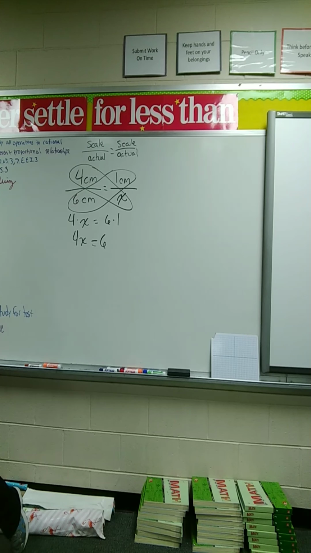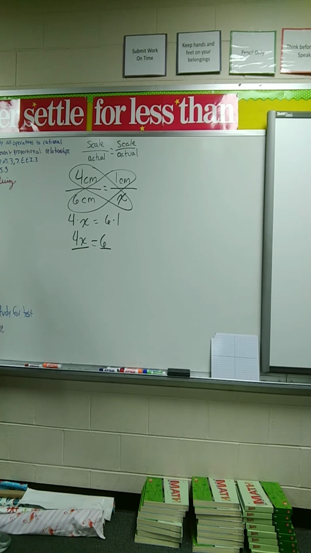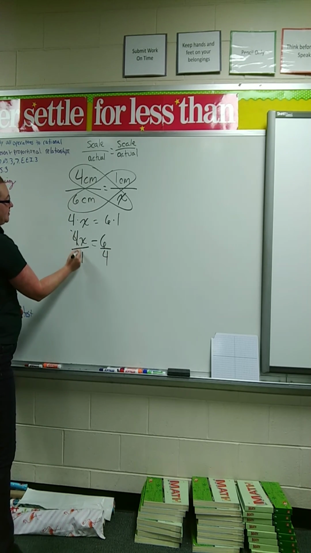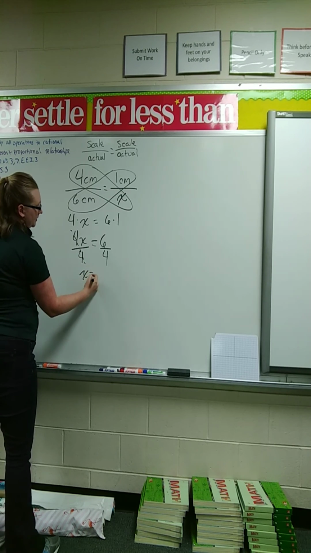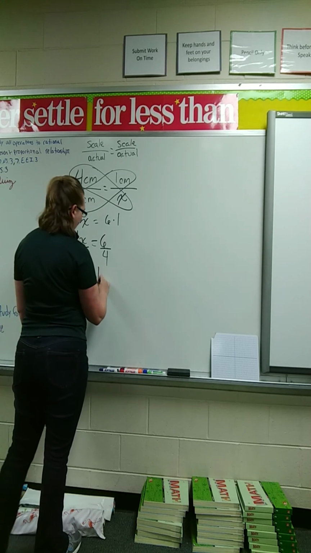You divide to find out what x is. And what do I divide by? 4. My 4's cancel, and I'm left with x. 6 divided by 4 is what? 1.5.